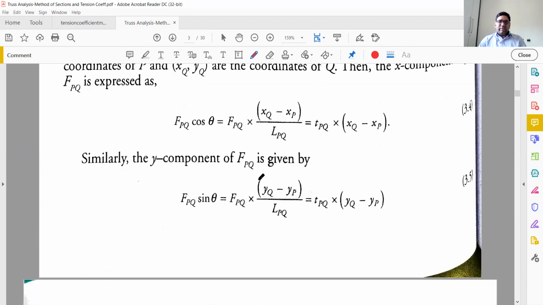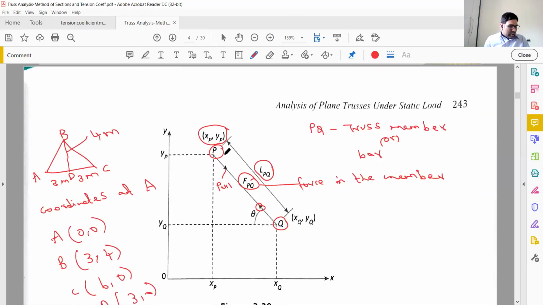So the force in the member, all of you should see on the screen, is given by FPQ cos theta. That is FPQ into XQ minus XP by LPQ. All of you see here. So if you see here, XQ minus XP, so this is cos theta, right? So cos theta is equal to what do we have? Adjacent side by hypotenuse.